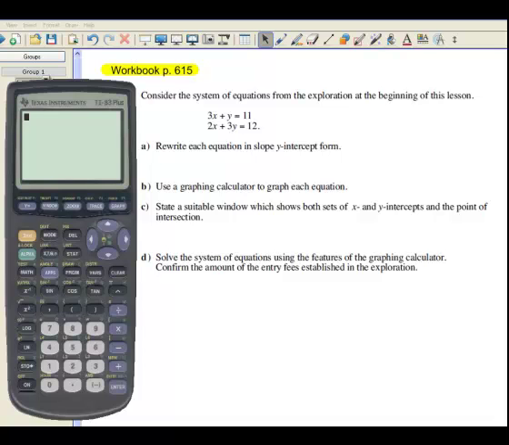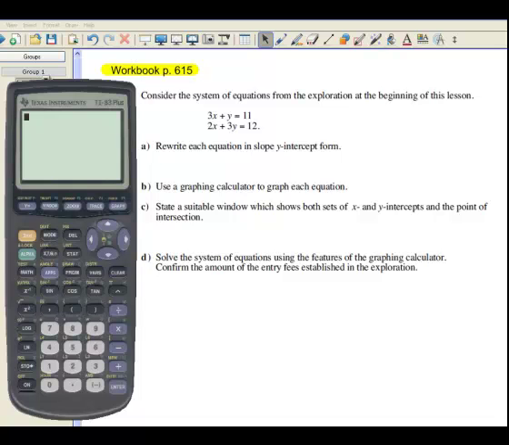As you've seen with the last few examples, graphing systems of equations can be an easy way to find the answers. In this example, we're going to graph with our calculator to find that solution. The instructions on how to do this are found on page 615 of your workbook.